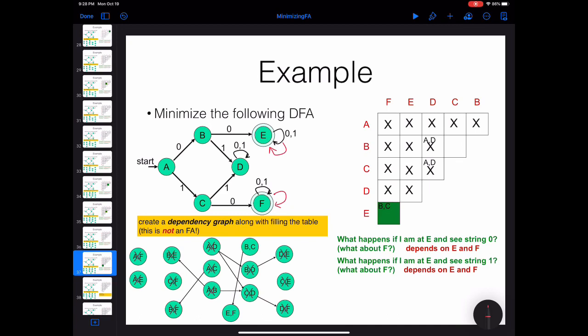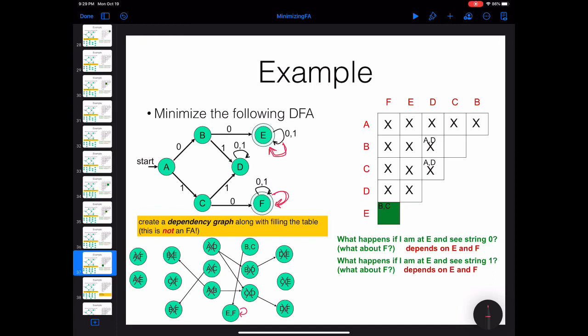And over the transition of 1, from E you are going to go to E, and from F you are going to go to F. So as you can see, E and F are going to depend on themselves. So it's a kind of a loop in your dependencies. And that's it. I don't need to check anything else. They are equivalent.